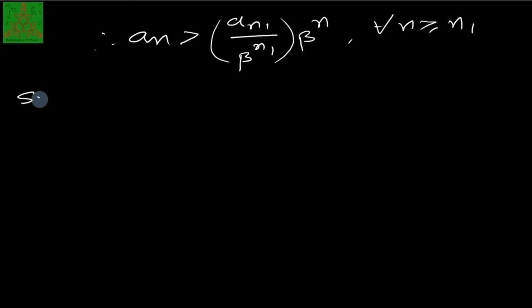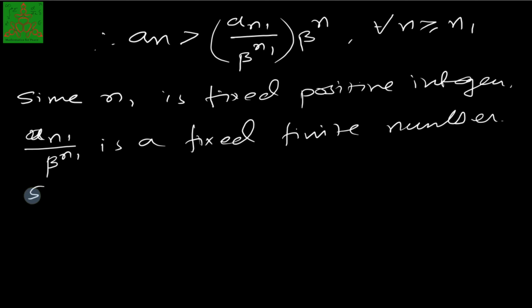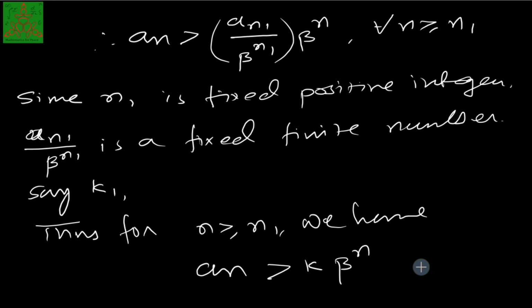And since this n1 is a fixed positive integer, an1 upon beta power n1 is a fixed finite number. Let us say that number is k1. Thus, for n greater than or equal to n1, we have an is greater than k1 into beta power n, for every n greater than or equal to n1.